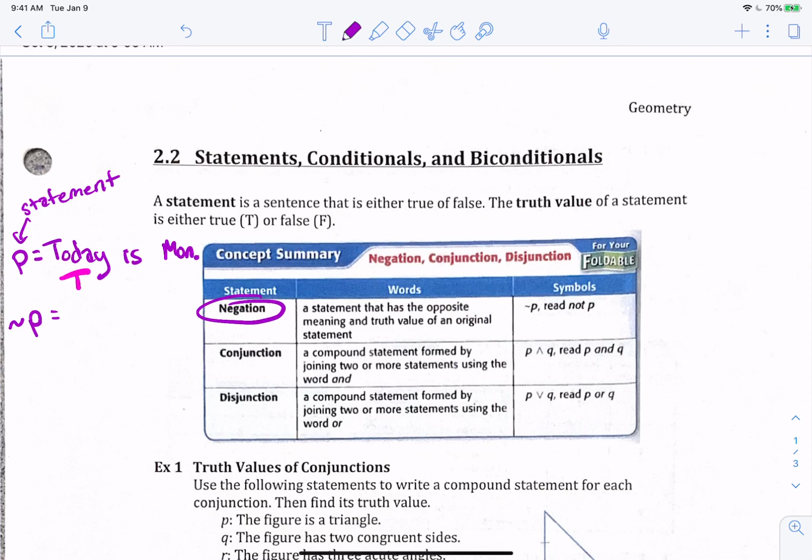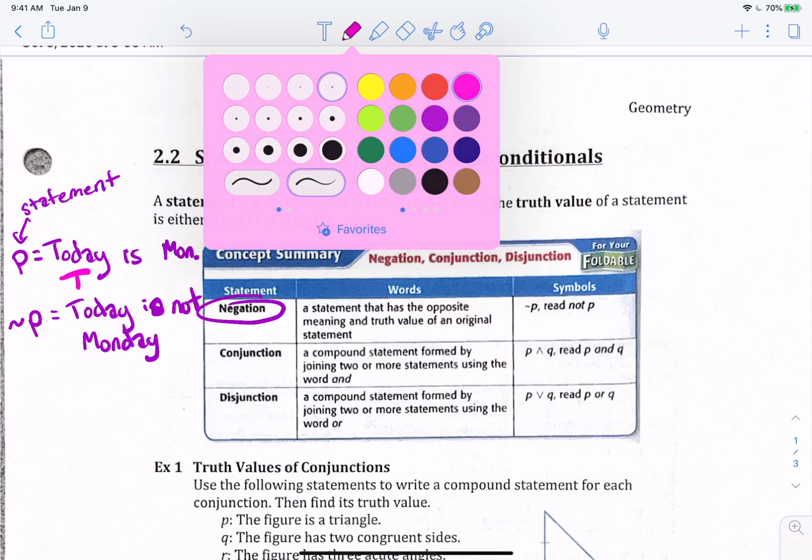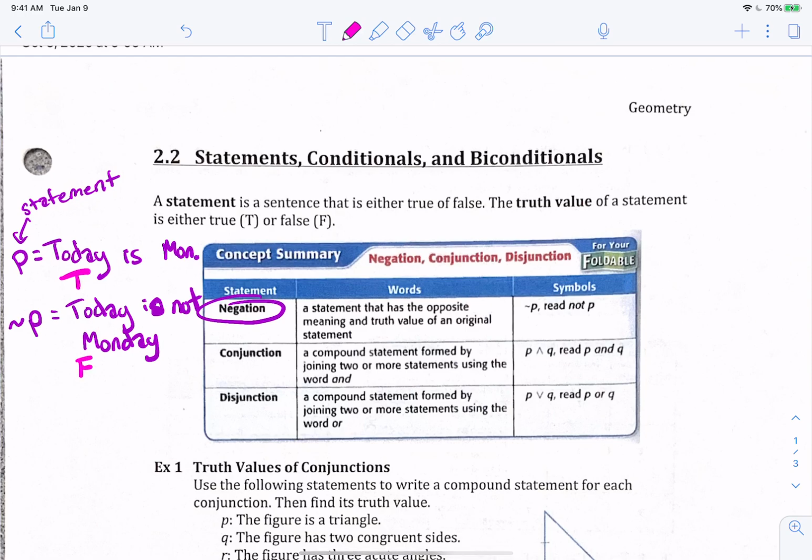So how do I take "today is Monday" and make it negative? "Today is Tuesday"? Nope, because it wouldn't have to be Tuesday. It could be Wednesday, or Thursday, or Friday. "Today is not Monday." That's how you make it negative. It's just whatever it was before, but with a not in front of it. Which is true or false? False. It is Monday, so "today is not Monday" is false.